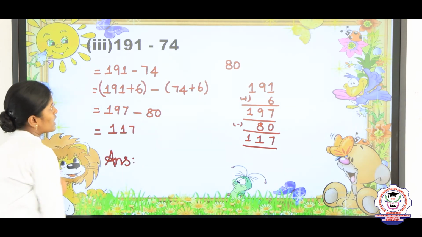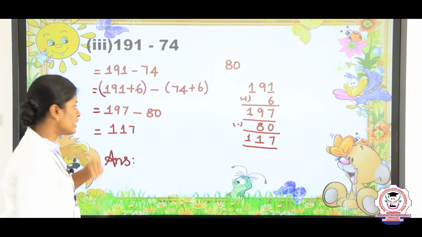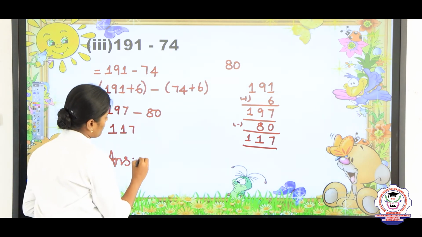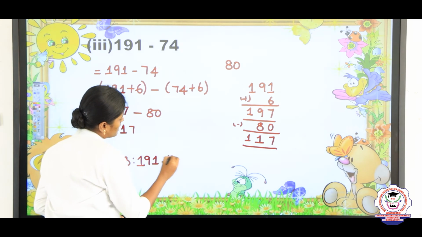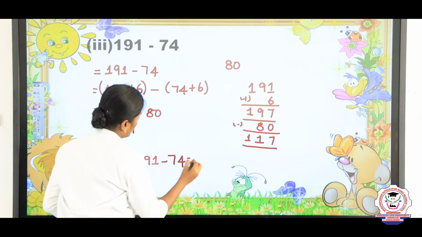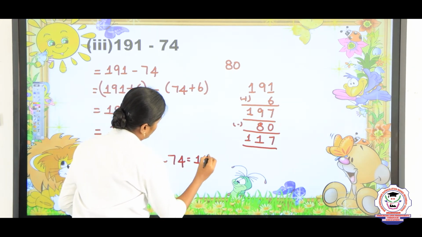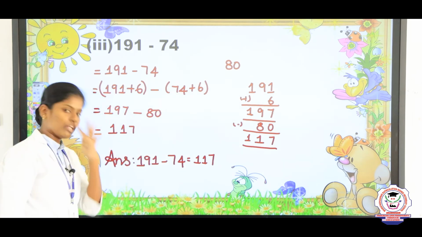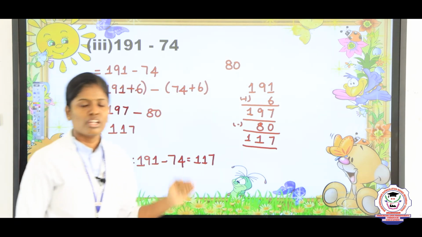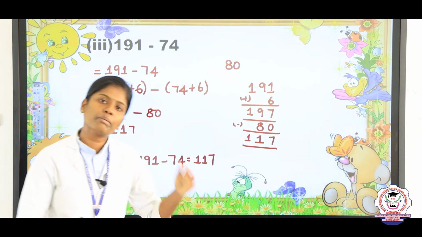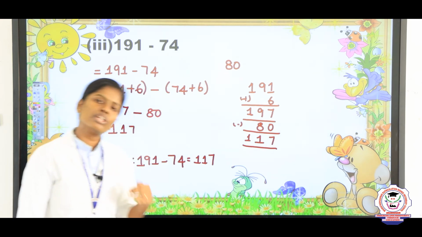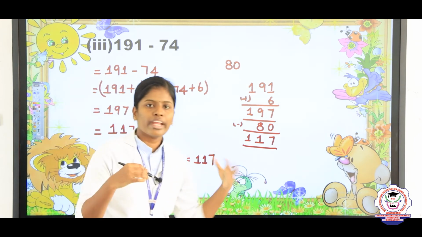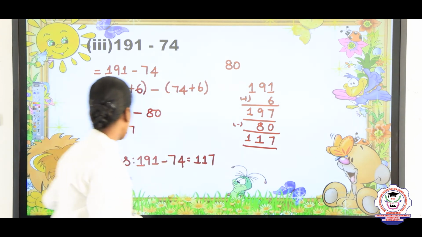The question is 191 minus 74 equal to 117. So this is our answer. So today our topic is subtraction by multiples of 10. Okay, so next we are going to see a very interesting puzzle. Listen here.